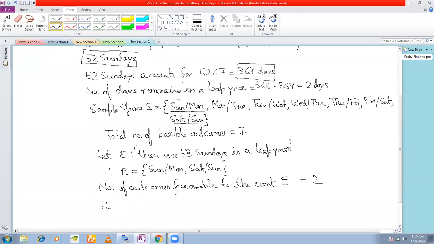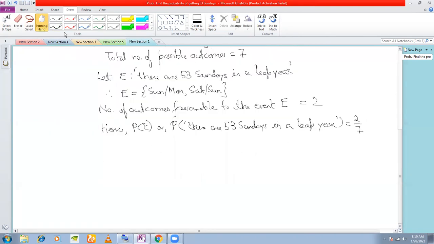Hence, the probability of the event E, that there are 53 Sundays in a leap year, is equal to 2 by 7. And that should be your answer. Any question?